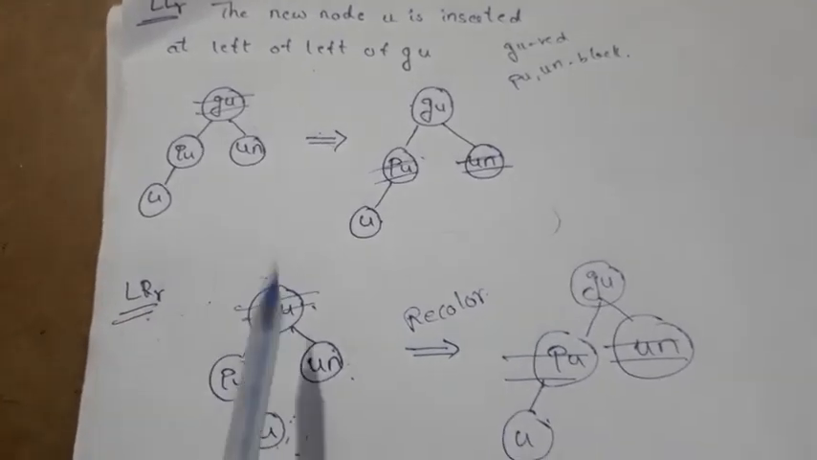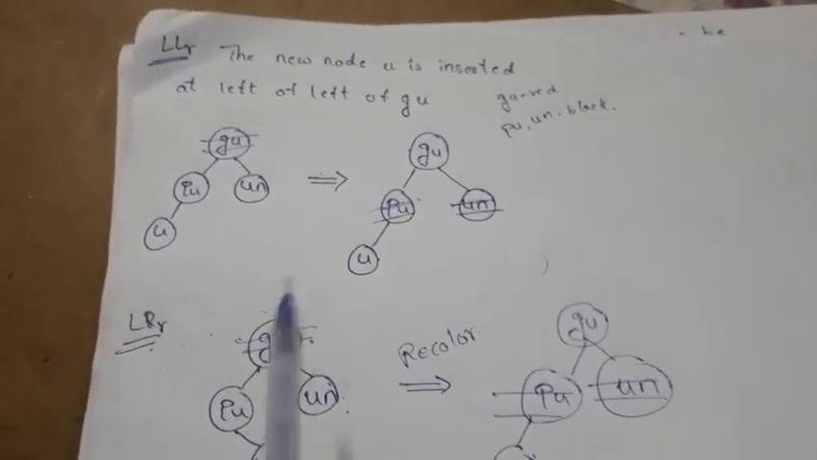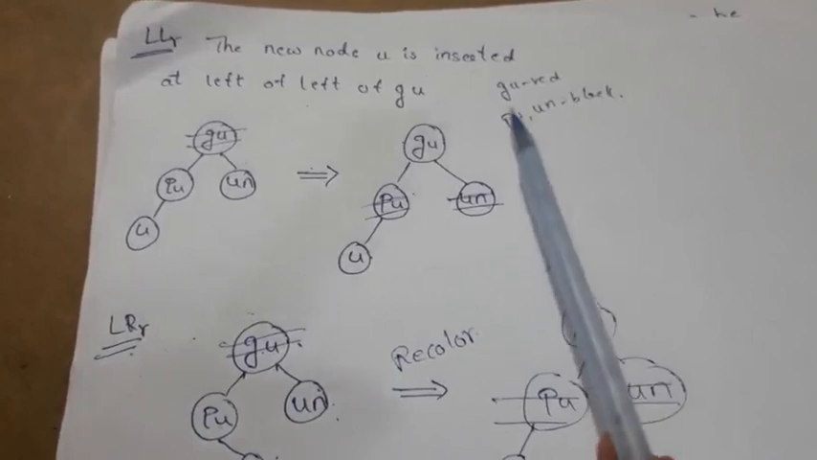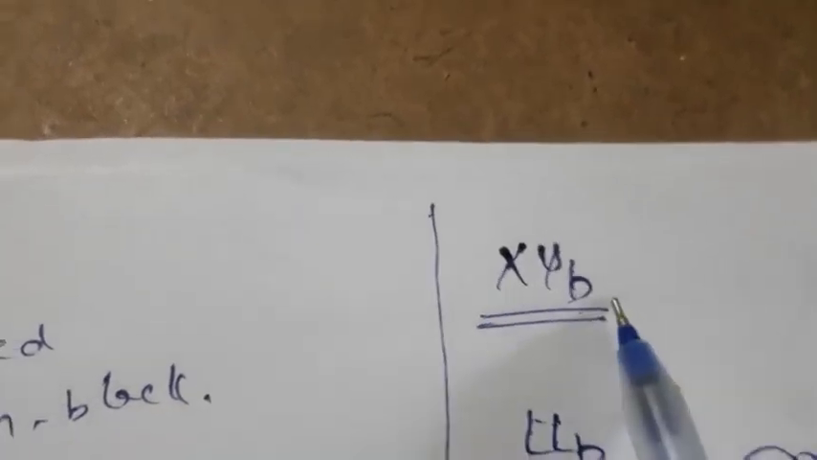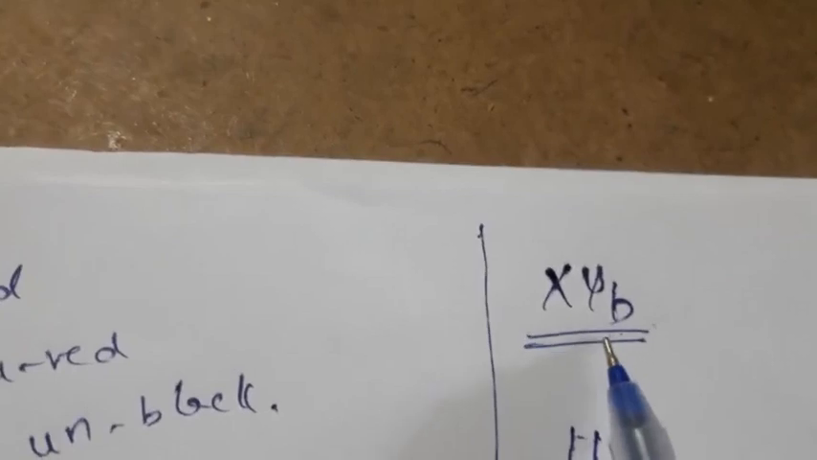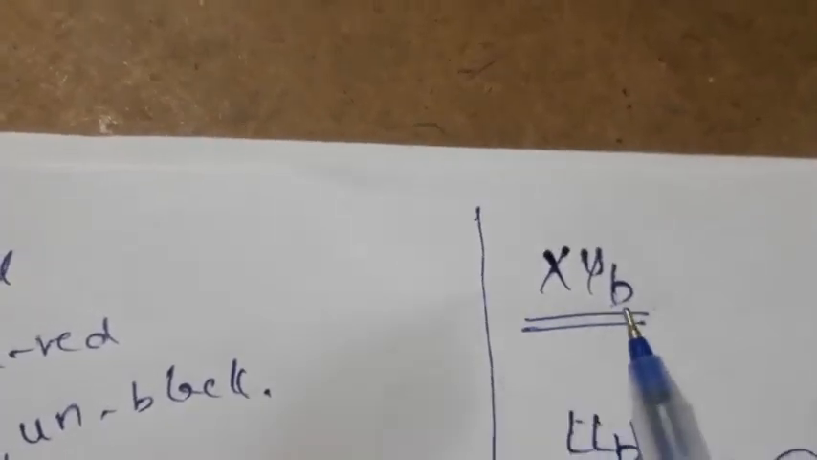So whatever the case, we have seen LLR; all the conditions are similar: LL, RR, LR, RL. In all these conditions, if the uncle node is in red color, we have to change GU to red and PU and UN to black. The next case is XYB, which means the uncle node is in black color. Again we have four cases: LL, RR, LR, RL.